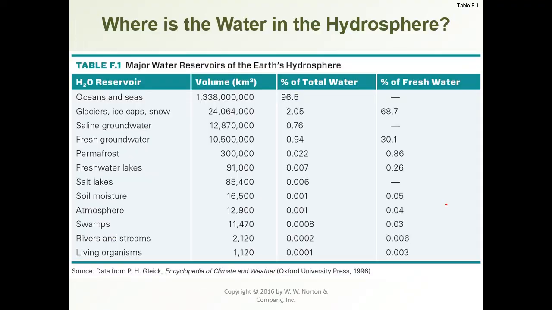So we are looking at streams and rivers. These are part of the surface water, so they are a small part of the fresh water on the planet. The other part of surface freshwater would be the lakes, which is also very small. So surface water is less than 1% of all freshwater.